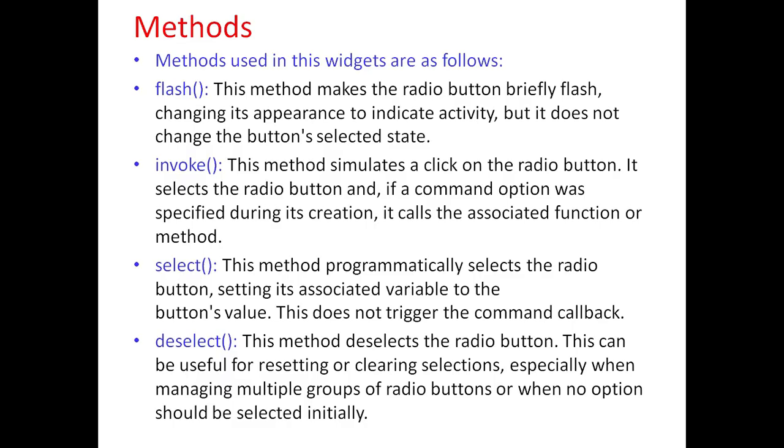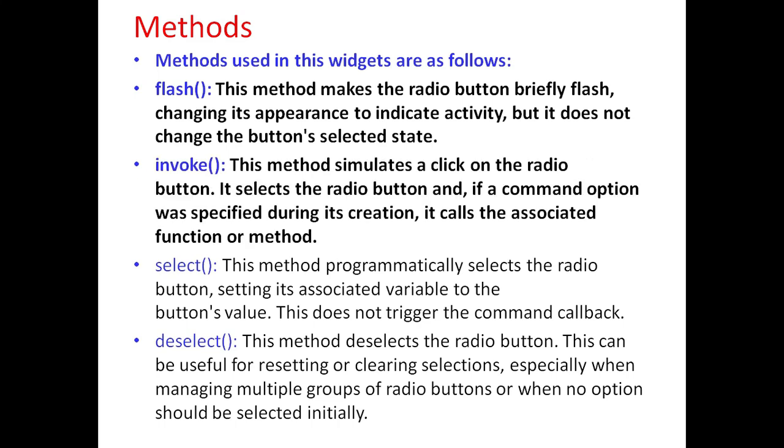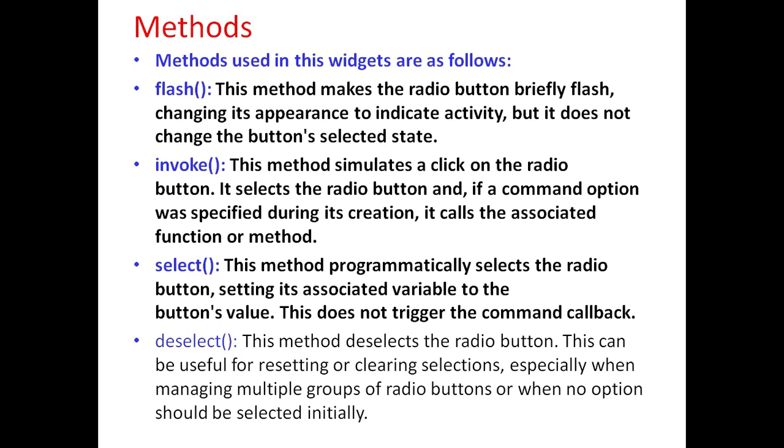Different methods with radio buttons are flash. This method makes the radio button briefly flash, changing its appearance to indicate activity, but it does not change the button's selected state. The invoke method simulates a click on the radio button. It selects the radio button, and if a command option is specified during its creation, it calls the associated function or method. The select method programmatically selects the radio button, setting its associated variable to the button's value. This does not trigger the command callback.